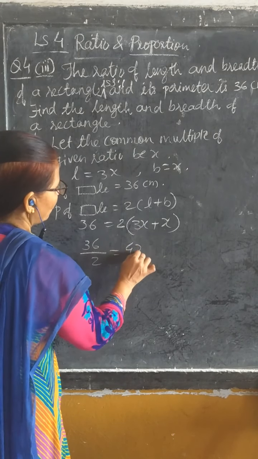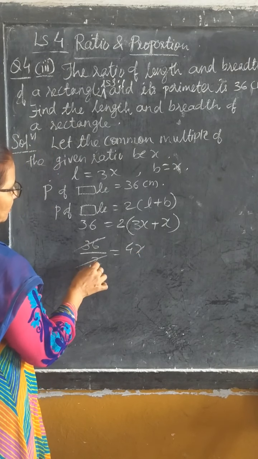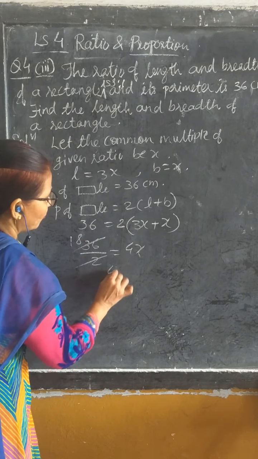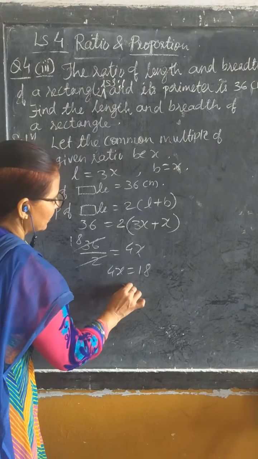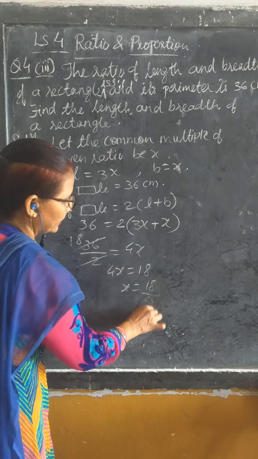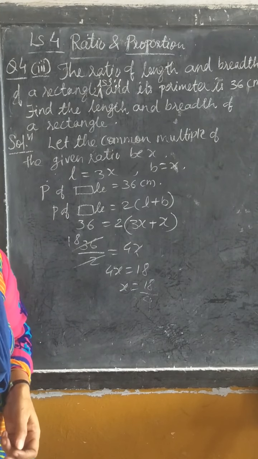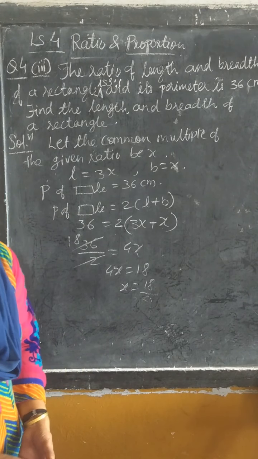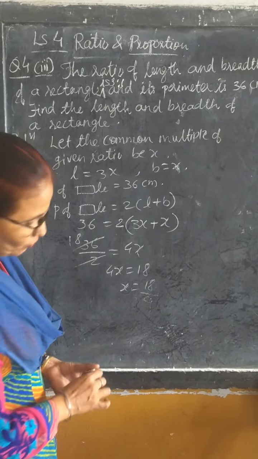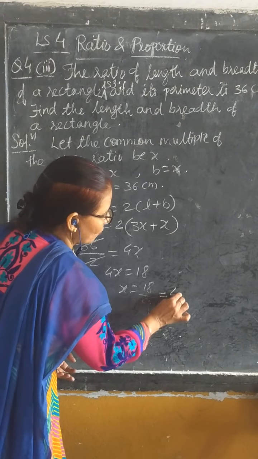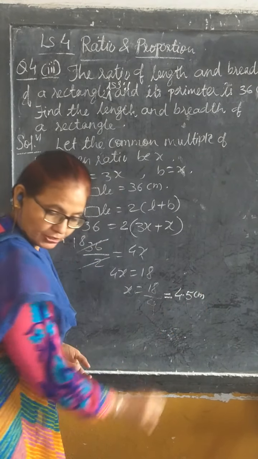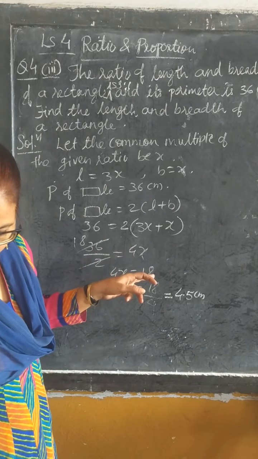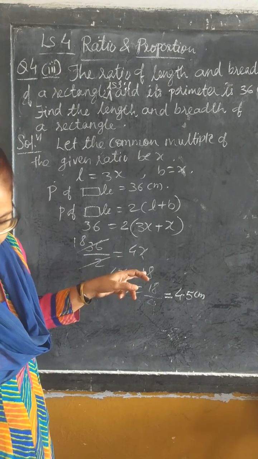3x plus x is 4x. After transposition, cancel this, you will get here 18. So 4x is equal to 18. So x is equal to 18 by 4. Now when you simplify 18 by 4, you will get the answer as 4.5 centimeter. Okay, so the value of x is 4.5 centimeter.